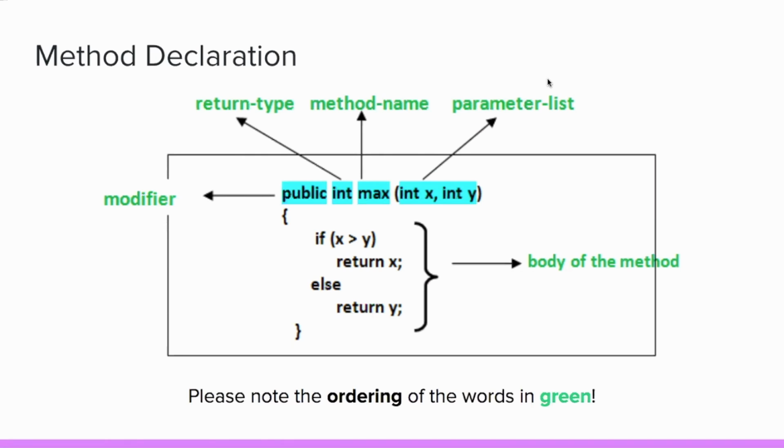We'll first have the modifier, which in this case is public, then the modifier is followed by the return type, in this case int, method name, which we've called max, and the parameter list. Here they are integers x and y. Inside our method, we will have the code which forms the body. Please note the order of the words in green.